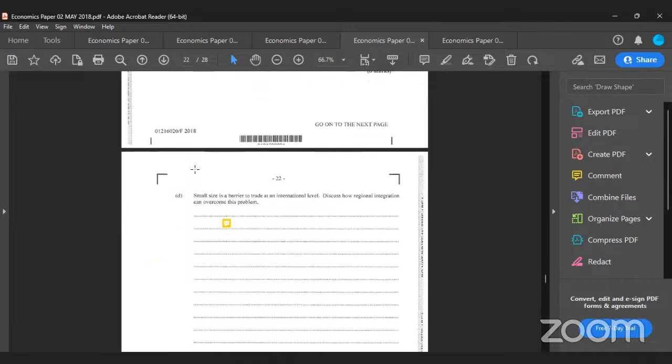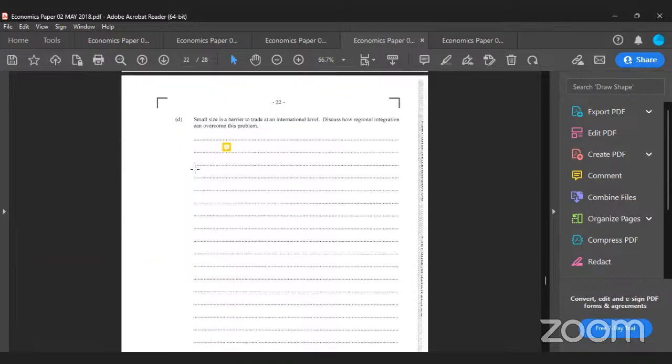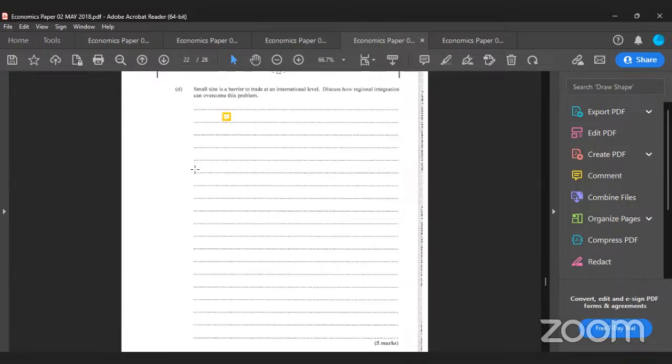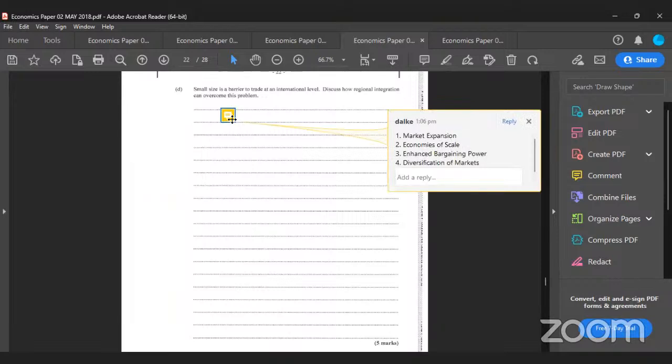And finally, this is the last question that we'll go through for this marathon. It says small size is a barrier to trade at an international level, and asks how regional integration can overcome this problem. So regional integration allows market expansion. As you know, in the Caribbean, for example, the initial markets are very small. Jamaica is very small, Barbados is very small, Trinidad is very small, and these other countries are very small. Think about the ABC Islands, Antigua, and so on. Those are very small countries. So when we integrate, there's a market expansion within the borders of the Caribbean.